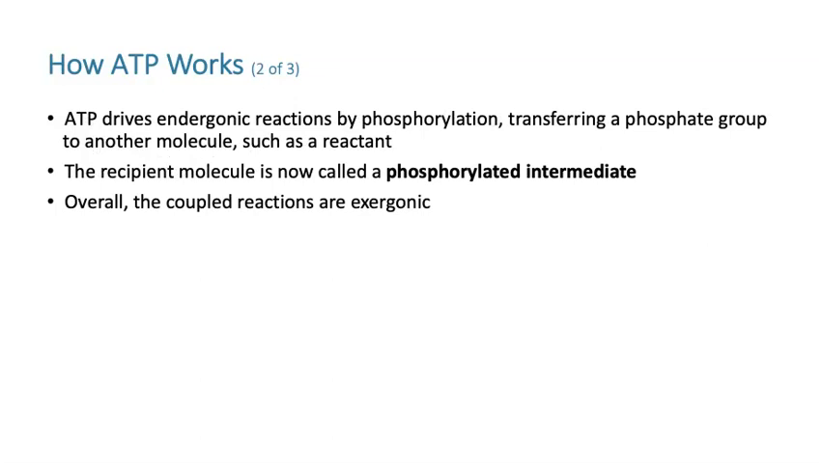So remember, we had our phosphate group that was on ATP. What's going to happen is it's going to get transferred. That phosphate group that was released is going to get transferred to another molecule, like a reactant. And when that reactant has the phosphate group on it, we call that recipient molecule the phosphorylated intermediate. That gives you the idea that that intermediate stage is not going to last very long. It's not going to stay phosphorylated. It just stays that way for a little while.